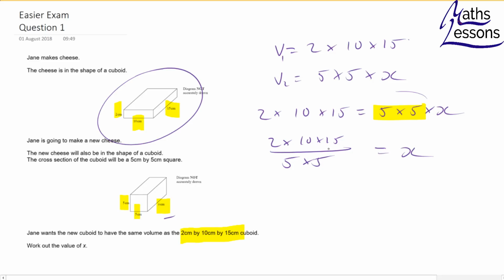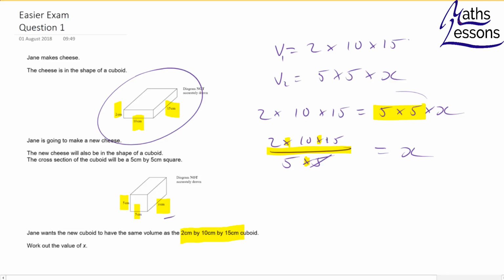Then we can see that, because there's times everywhere in between, here, here, and here, and there's a divide, there's no adds or minuses, there's no equals in between, we can actually just cancel down. When you've only got times and divides involved, you can just cancel down. There's no worry about the order you do things.